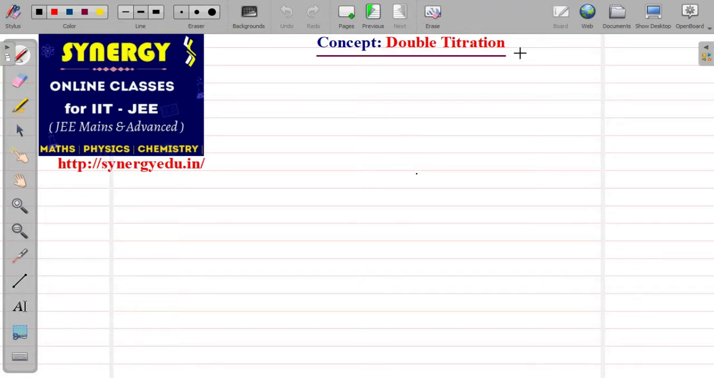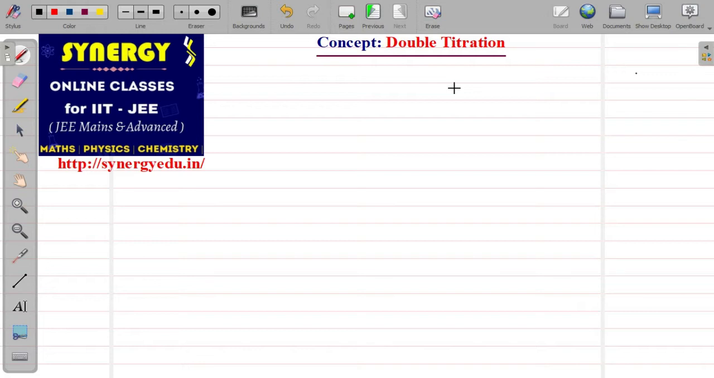Today I will take up the topic of double titration in the stoichiometry chapter. Why have I selected this topic? In many years of experience, I have seen that students especially find difficulty in understanding titrations in the stoichiometry chapter, and especially double titrations. That's why I have chosen this topic, so that it will be helpful for many aspirants.